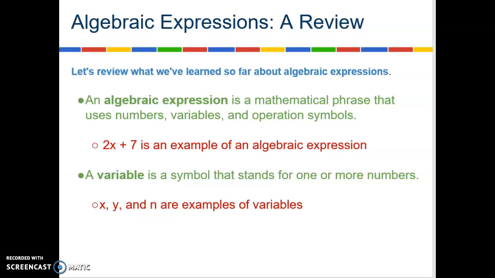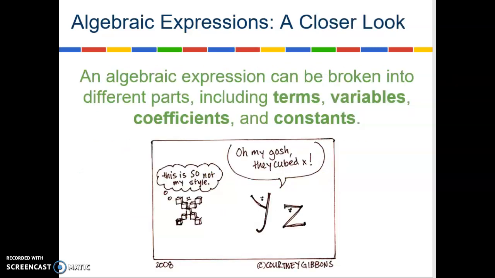First of all, what is an algebraic expression? Well, remember, an algebraic expression is simply a mathematical phrase that uses numbers, variables, and operation symbols. Here is an example of an algebraic expression, 2x plus 7. And then let's also remember what the term variable means. A variable is simply a letter of the alphabet that is used to represent or stand for one or more numbers. Normally we use x, y, and n would be some examples, but we could use any letter of the alphabet.